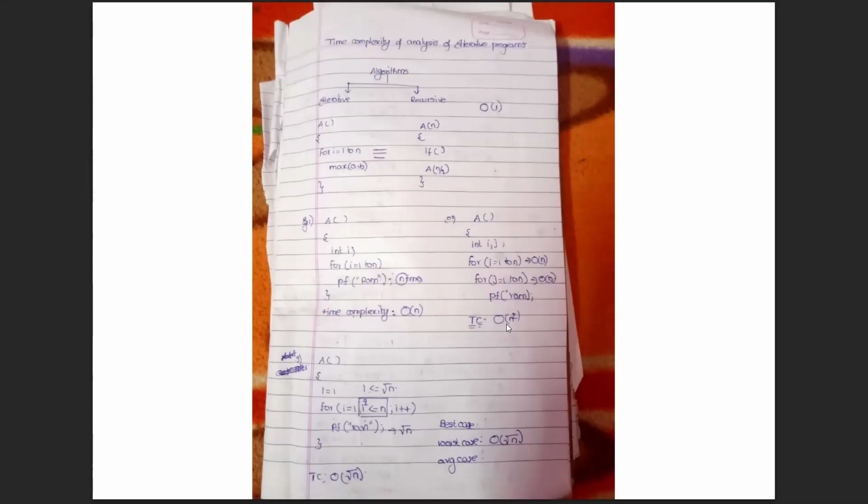Order of n and order of n, so overall the program will run order of n square times. Here we have two for loops, and each loop runs order of n times, so order of n times order of n makes it order of n square. So the time complexity for this program is order of n square.